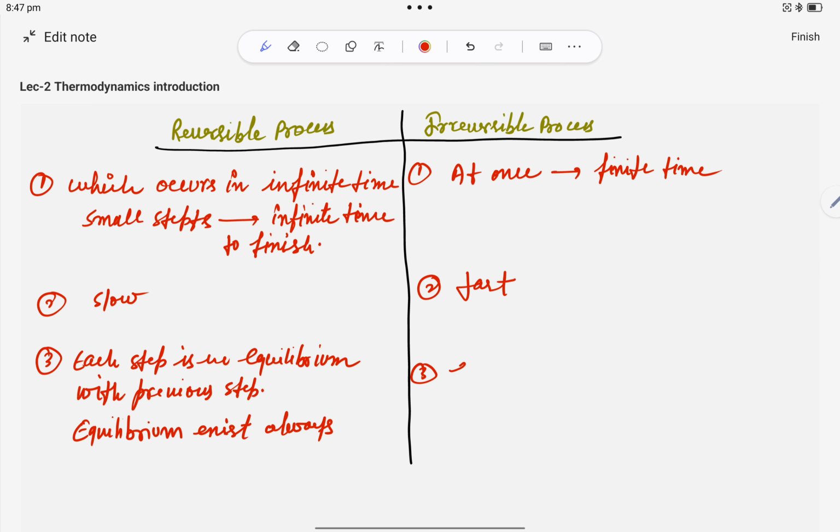Here what happened? Because this process is completing in finite time, then initially and finally equilibrium is there. Where will you get equilibrium? Initially and finally. The initial step and final step will be in equilibrium, not in between.